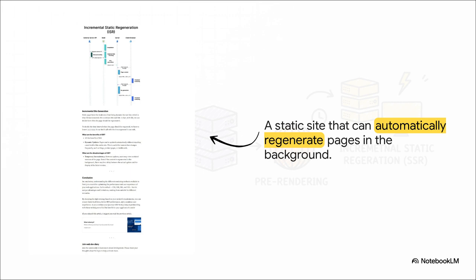So a customer might walk in and see the 10-minute-old model, but their visit triggers the robot to swap it. The next customer gets the brand new one. That's exactly how ISR works. It serves a static page, but can regenerate it in the background after a certain amount of time.